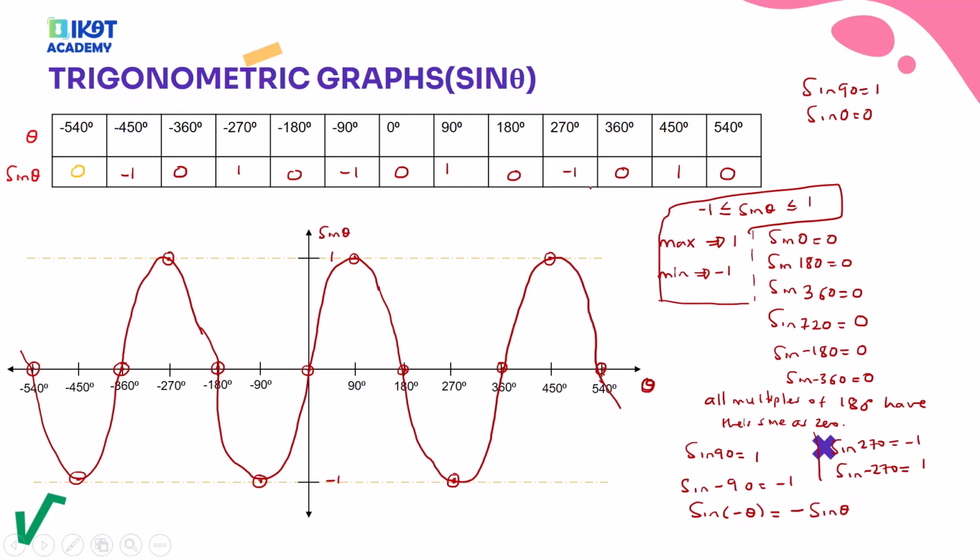So these are very important graphs. We're going to look at the graph of tan, but these are the most important. For tan, we're going to just see something very small.